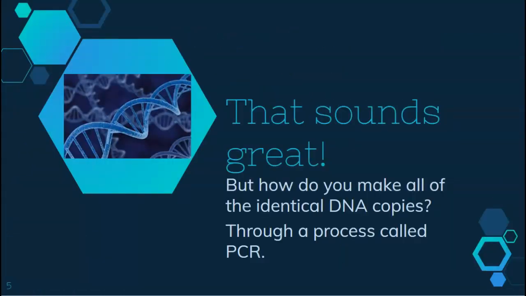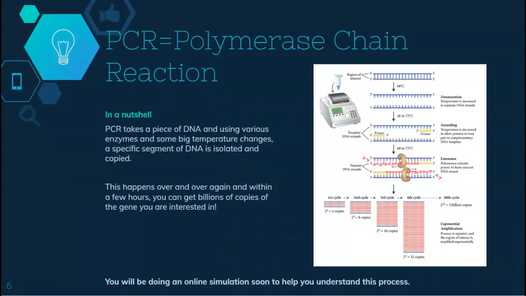So, okay, cool. Let's get some copies of genes. How do I do that? The way that you get copies of genes is a process called PCR. This comes from the words polymerase chain reaction. That's the P, the C, and the R.